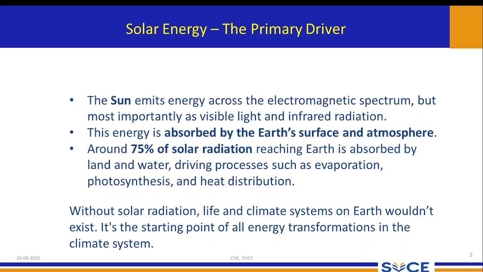When the heat from the sunlight is absorbed by the land and air, the water will evaporate from the ocean, photosynthesis occurs, and heat distribution occurs. So the driving processes are evaporation, photosynthesis, and heat distribution. Without solar radiation, life and the climate system on Earth would not exist.